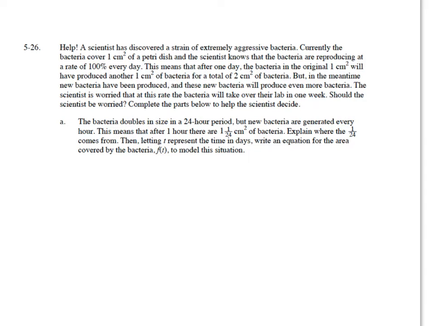The bacteria doubles in size in a 24-hour period, but the new bacteria are generated every hour. This means that after 1 hour, there's 1 and 1/24 centimeter squared of bacteria. Explain where the 1/24 comes from. Then, letting t represent the time in days, write an equation for the area. Well, that 1/24 comes from this type of idea. You have 100% of your bacteria right now. Now, if you divide that by 100 to get a non-percentage decimal, that's 1. That's where this 1 comes from.